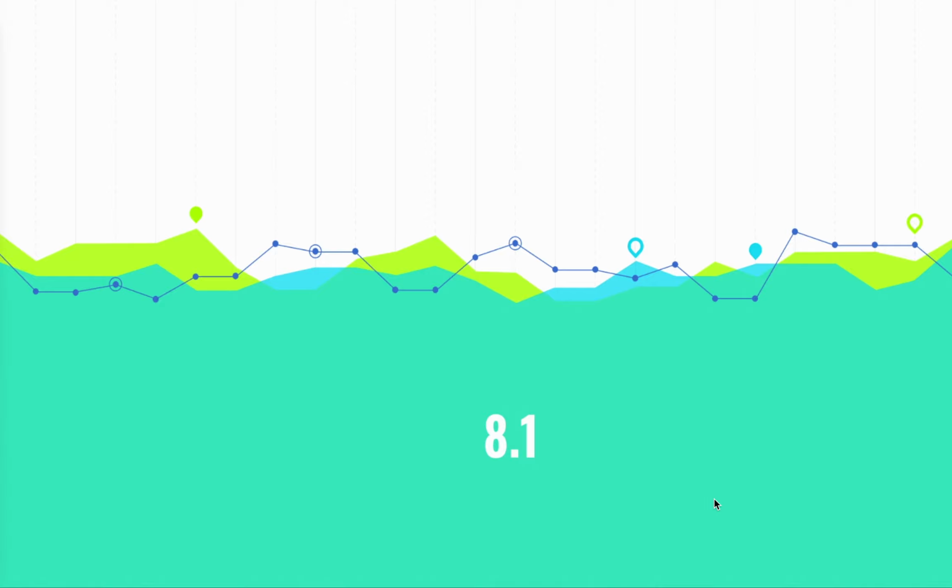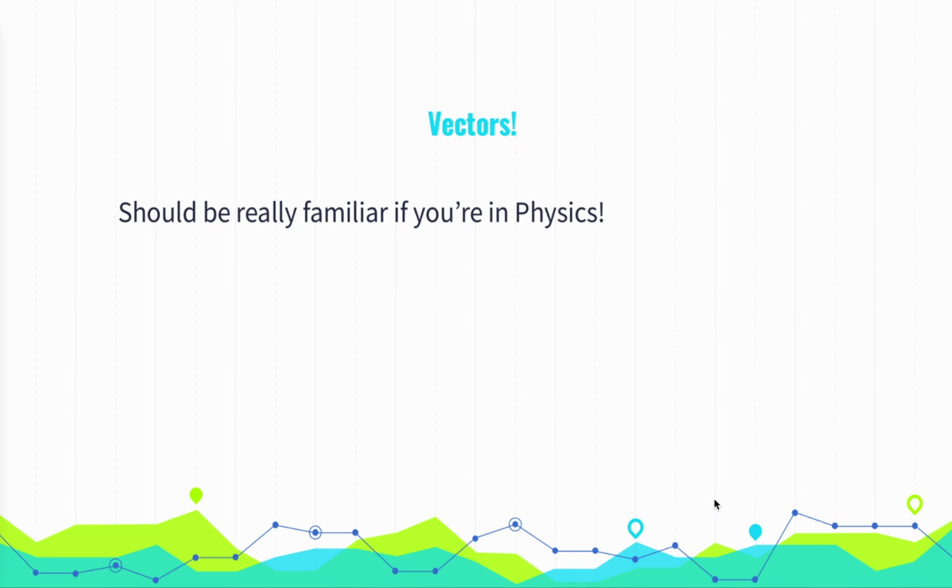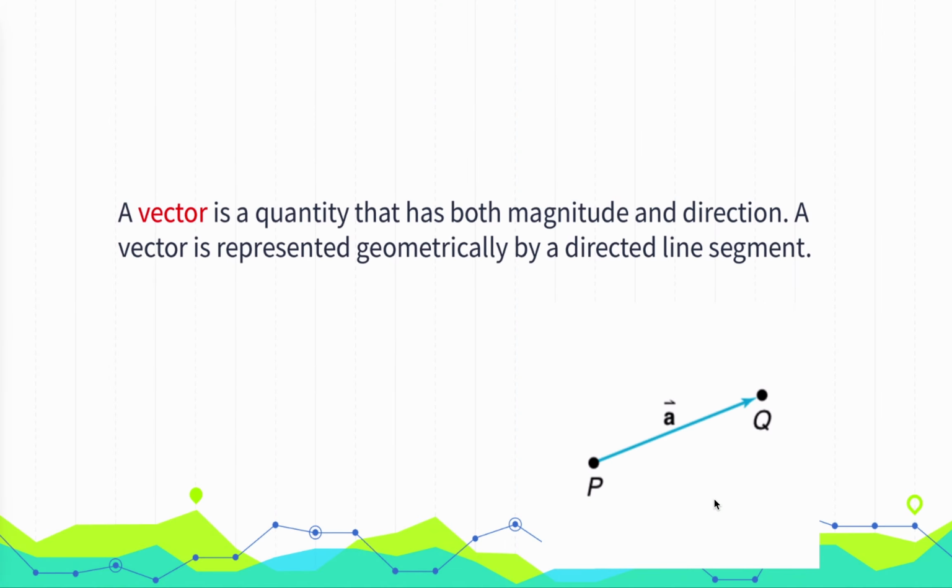Right, welcome back to a new chapter. We are starting chapter 8, which is vectors. Vectors should be really familiar if you're in physics. You should have talked about vectors a lot. A vector is a quantity that has both magnitude and direction.